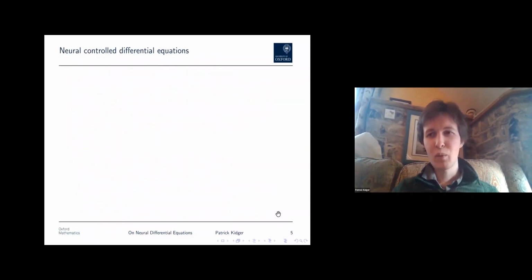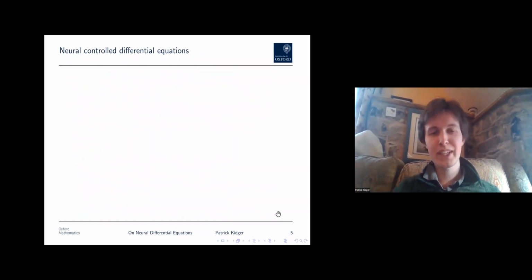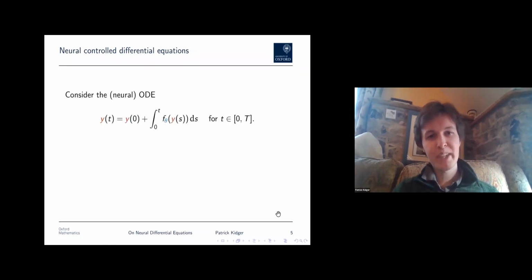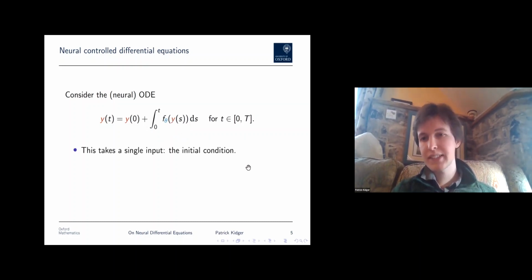So with that is a couple slides of introduction, and maybe some of that wasn't news for folks. Let's crack on to neural controlled differential equations. This may be new to some folks here. So first of all, let's write down a neural ODE. You can see this is just a standard looking neural ODE. I've just written it in integral form. It happens to be autonomous. These aren't terribly important choices. And this takes as a single input this initial condition.